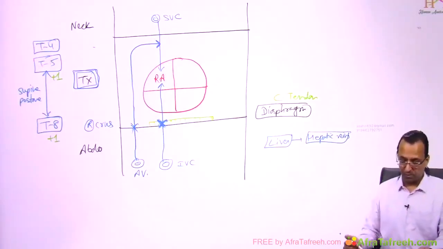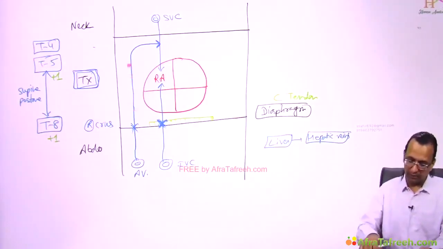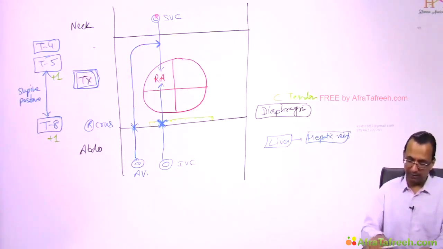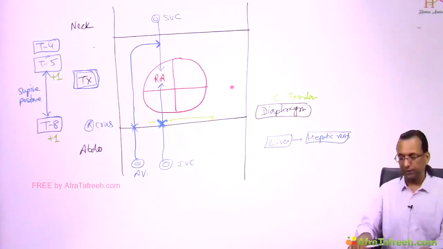Okay. So what about the left thorax? Because this is the right thorax. You told that the right thorax will drain into the superior vena cava using the azygous vein. But what about the left thorax? In the left thorax you have two veins. What are the two veins?